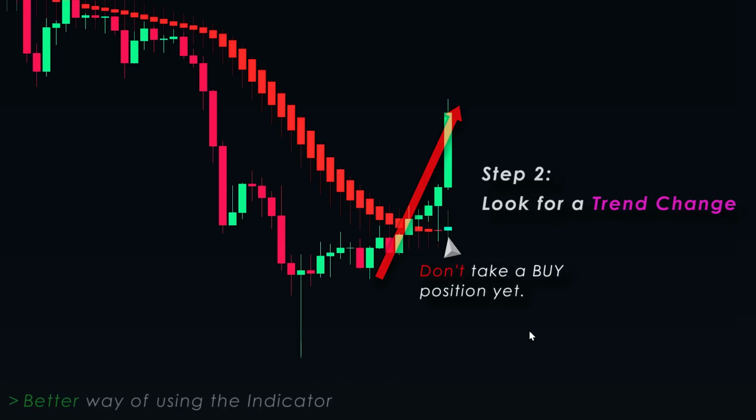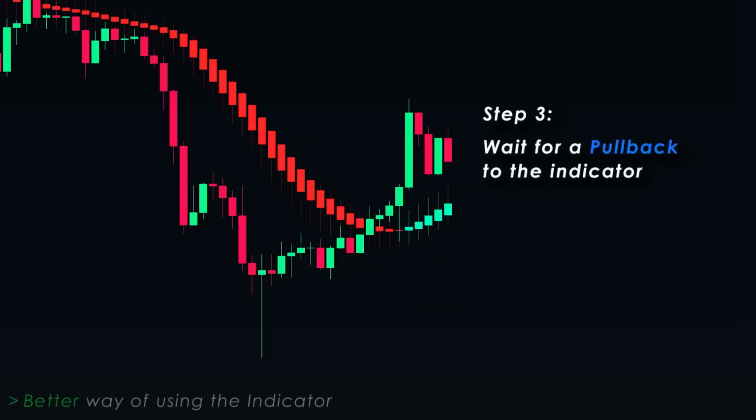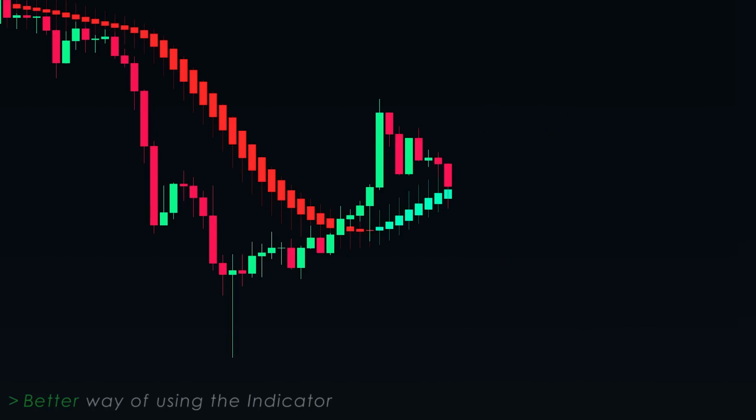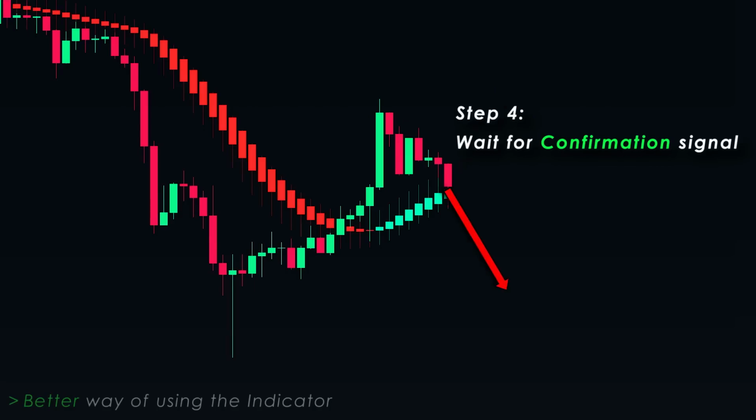Instead, what you do is wait for the price to make a pullback towards the indicator. So we're actually using the indicator as a dynamic support and resistance. Now, the next step is waiting for a confirmation signal, because we want to make sure that the trend would continue upwards instead of reversing downwards. And so we're looking for an upwards price action at this area.